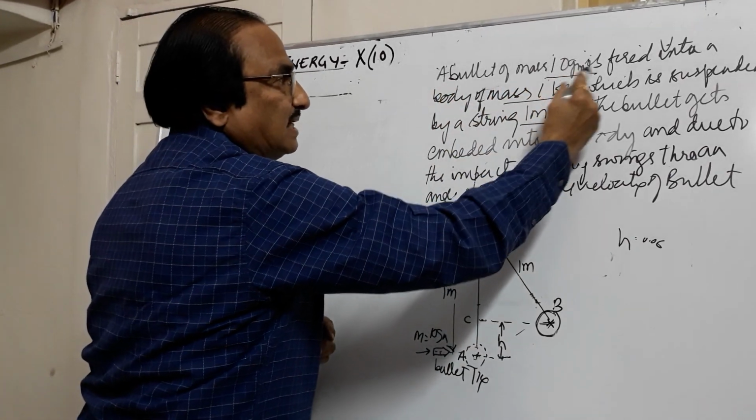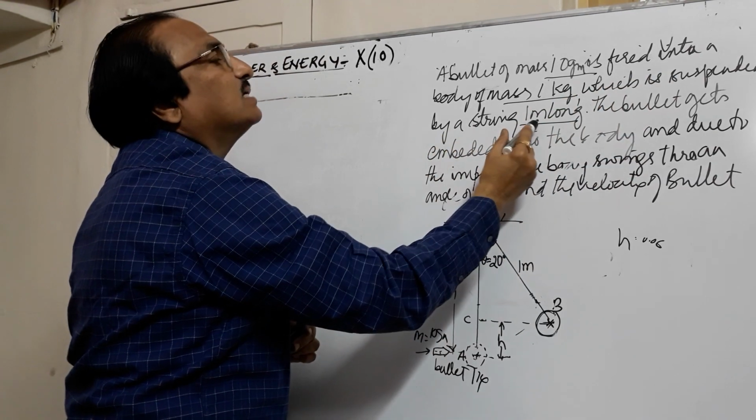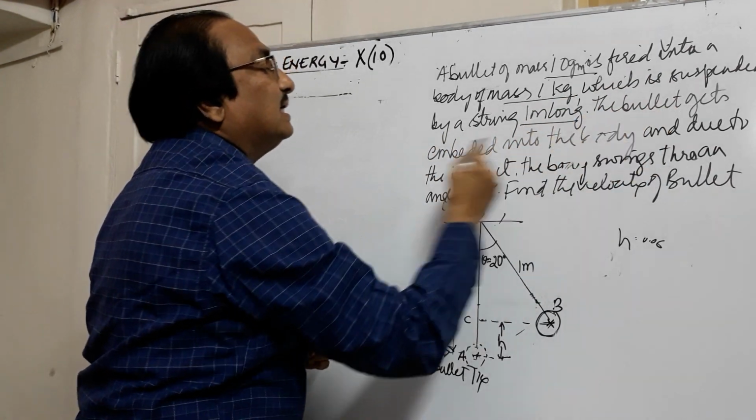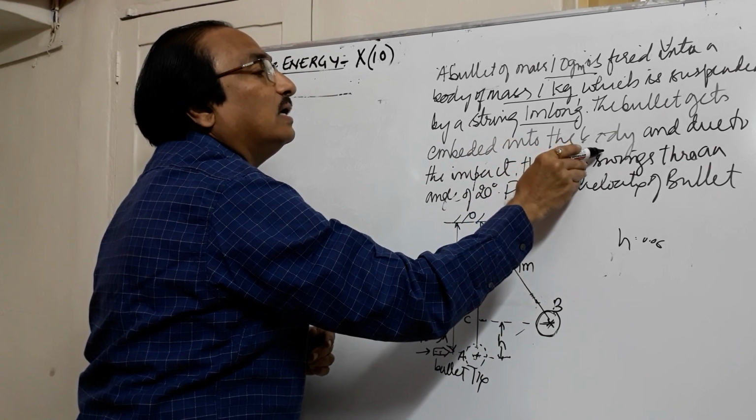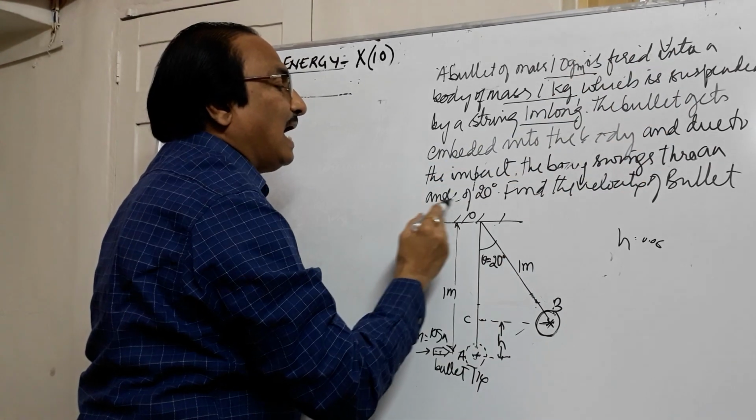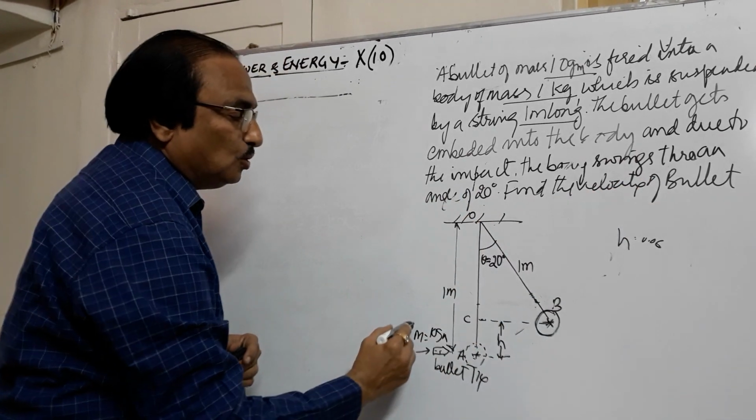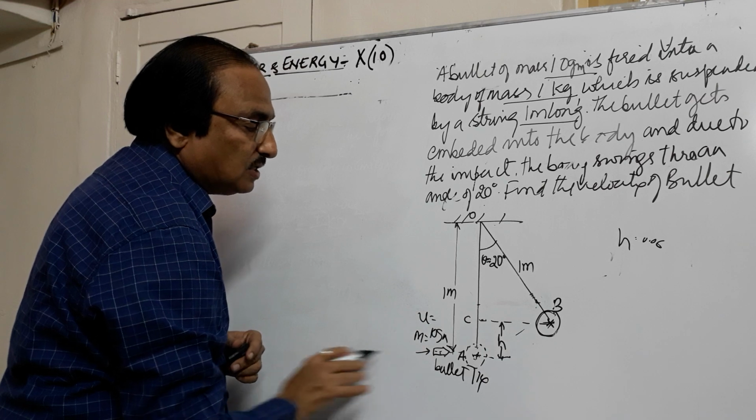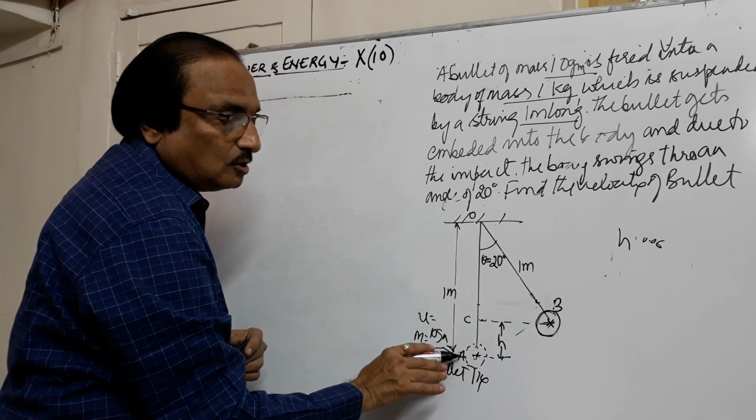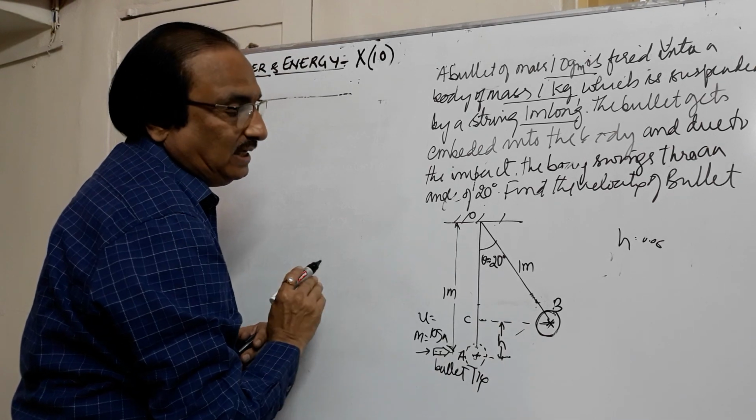A bullet of mass 10 gram is fired into a body of mass 1 kg, which is suspended by a string 1 meter long. The bullet gets embedded into the body, and due to the impact the body swings through an angle of 20 degrees. Find the velocity of the bullet. So you are required to find the velocity with which the bullet is fired into the mass, so that the body will swing by an angle of 20 degrees here.